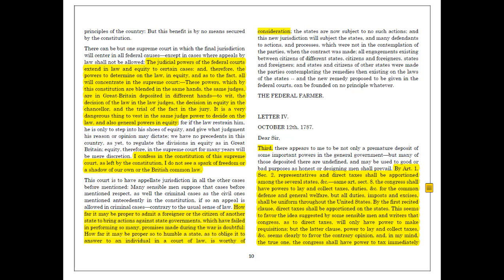It is a very dangerous thing to vest in the same judge power to decide on the law and also general powers in equity. And then he summarizes at the end of that paragraph, I confess in the constitution of the Supreme Court as left by the Constitution, I do not see a spark of freedom or a shadow of our own or the British common law.